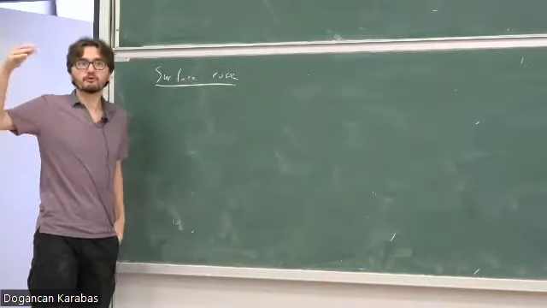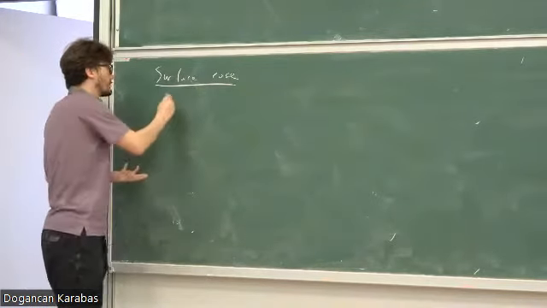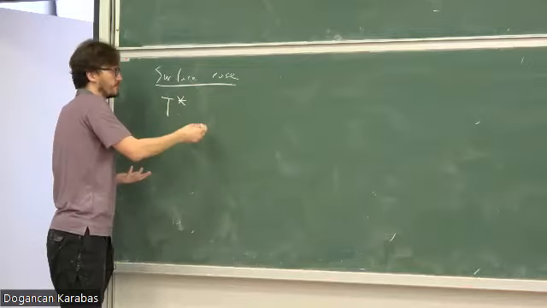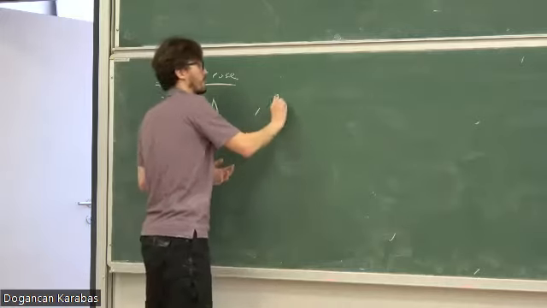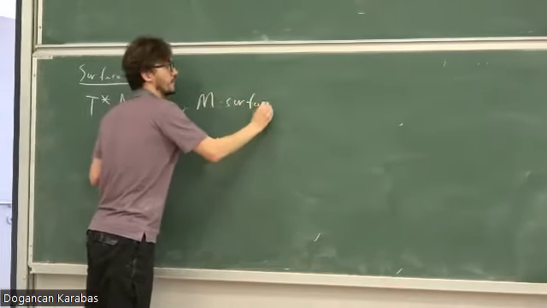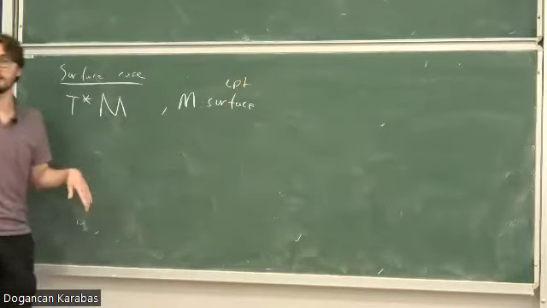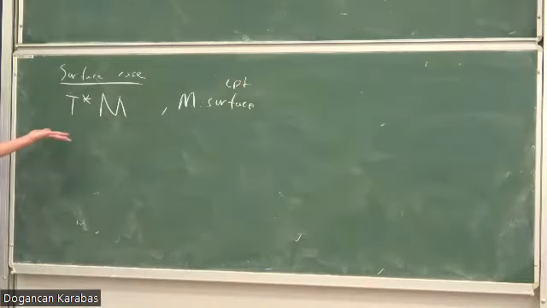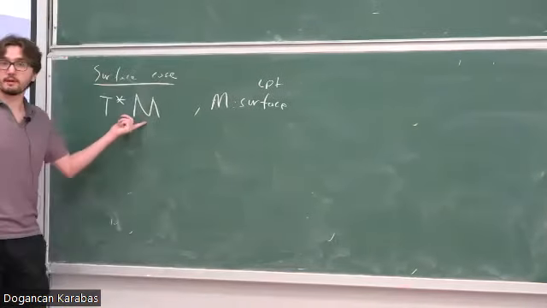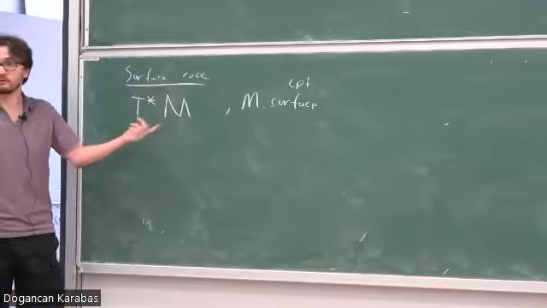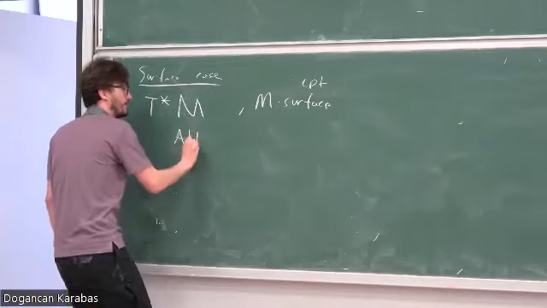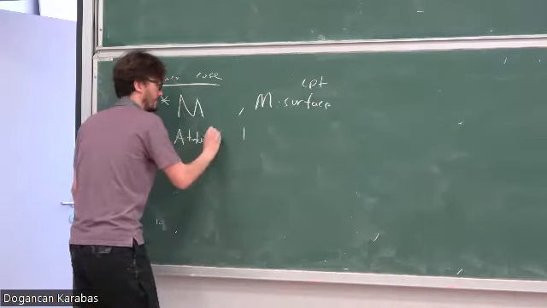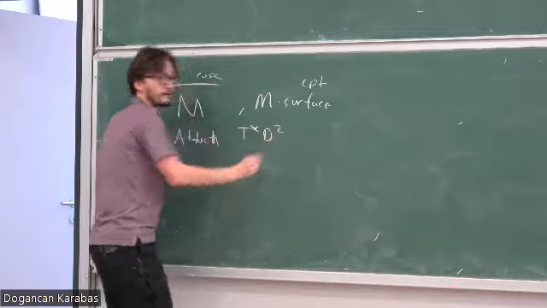So we can also do this in higher dimension, right? Let's take T star of a surface. Let's call the surface M, a compact surface. Then you can attach handles to this to get a new manifold. The dimension of this is 4, because the surface is 2-dimensional. So you can attach T star D2 to this one.